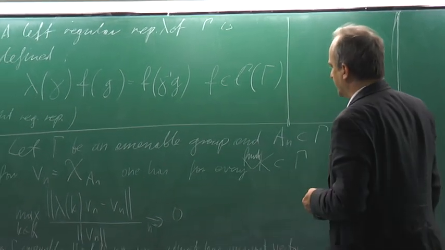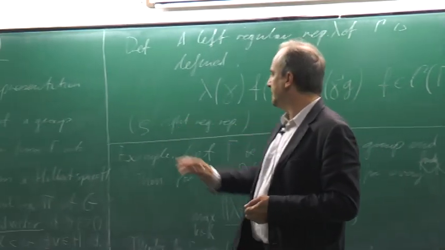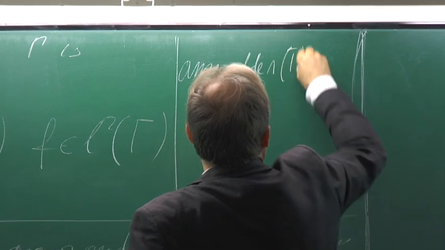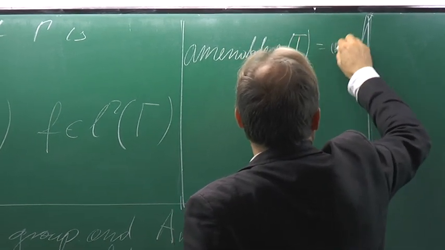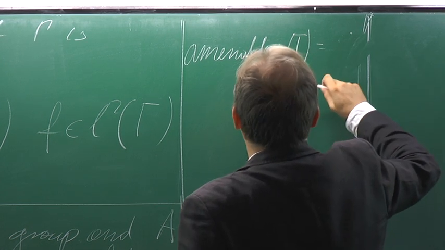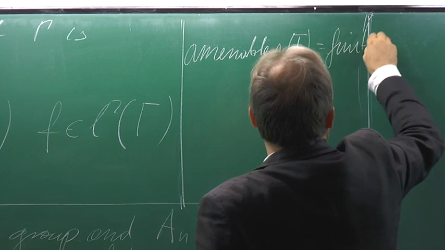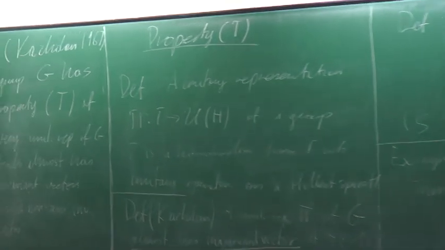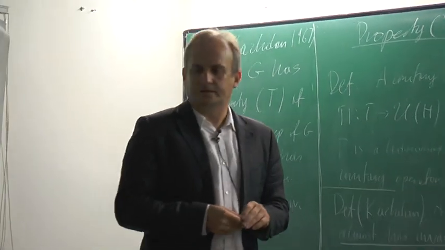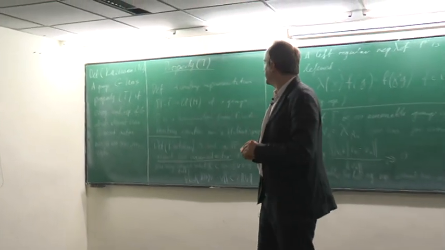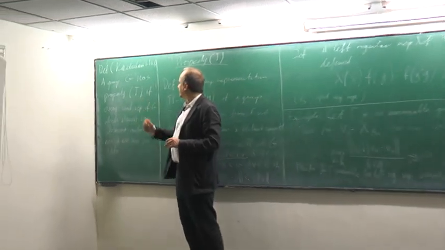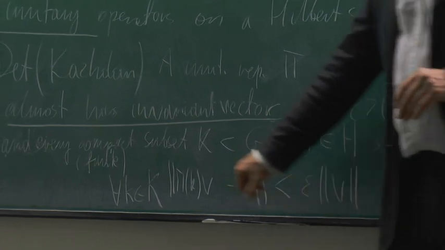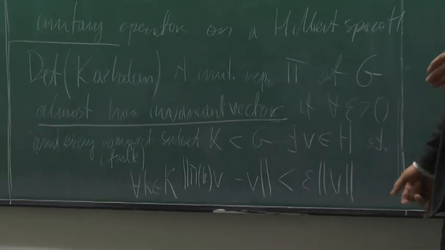Okay, and so from this example, we can immediately deduce that property T and amenability are disjoint properties, at least for infinite groups. So if a group is amenable and has property T, it is necessarily finite. Okay. Actually, it requires a little bit of thought why finite groups have property T. I'll leave the details to you. But well, if you have a finite group, and you have a vector which is almost invariant, for K you can take the whole group. How do you get an invariant vector?